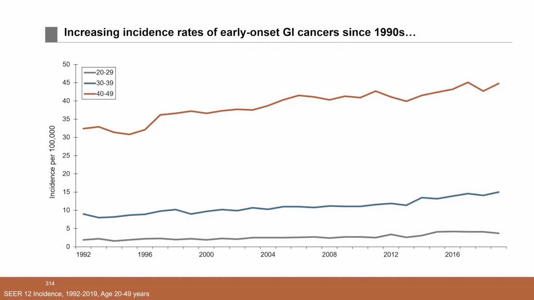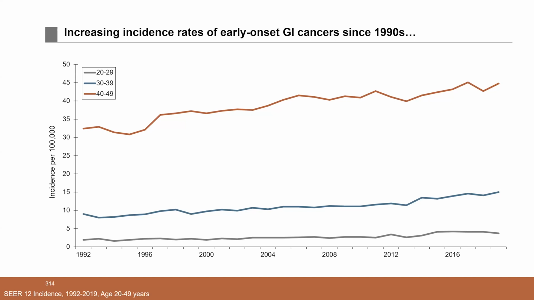But as we all know, our progress has been turned upside down by the increasing incidence rates of GI cancers among younger adults. These increases, again, as you all know, contrast the overall declines that I showed you on the previous slide and really challenge the idea that cancer is a consequence of aging.